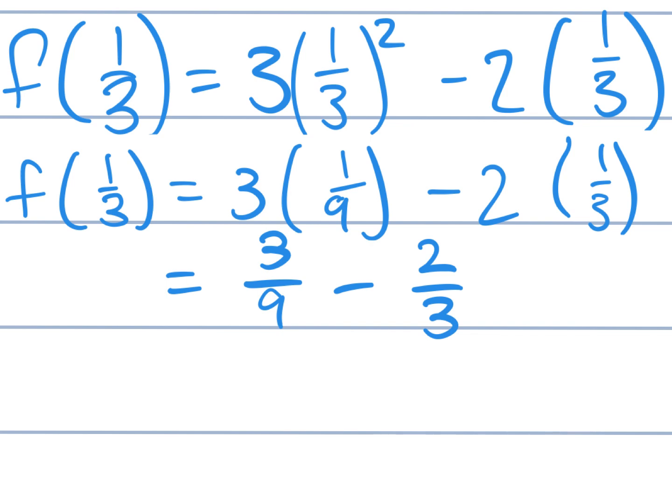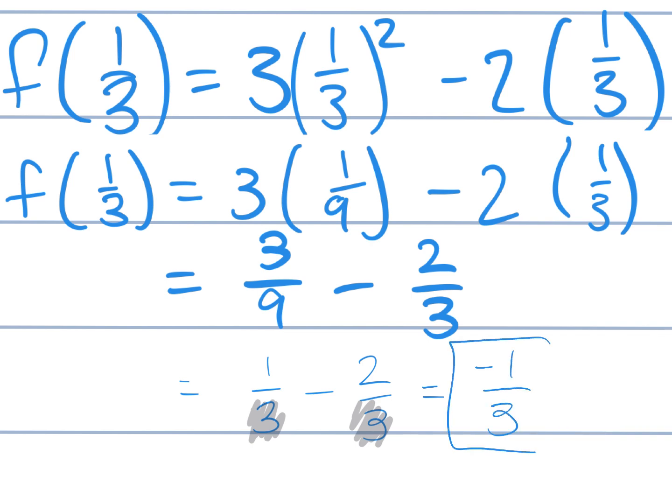Can you simplify one of the fractions, though? Yes, we can. Caden, 3/9 simplifies to what? 1 over 3 minus 2 over 3. Now can we subtract these fractions? Yes, we can. They've got a common denominator of 3. What's 1 minus 2? It's negative 1 over 3.